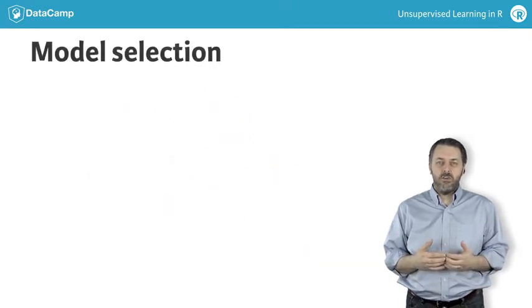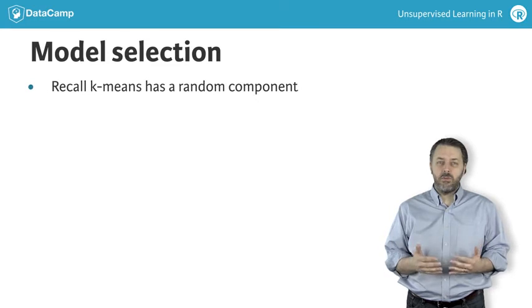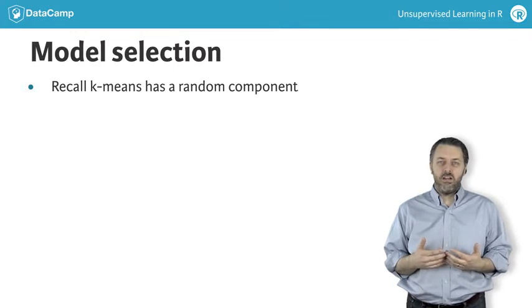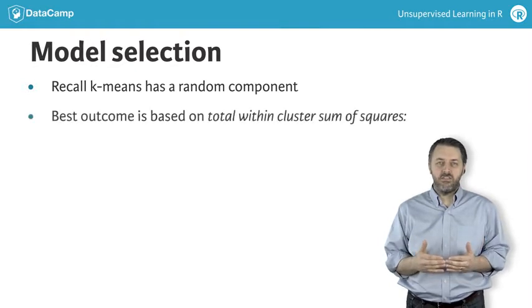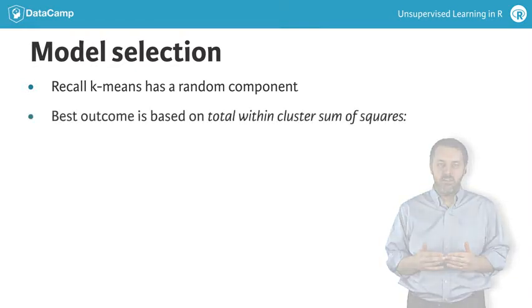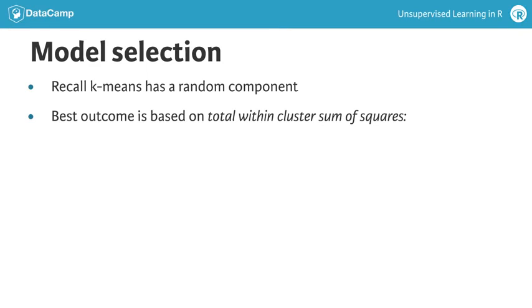Because the kmeans algorithm has a random component, it is run multiple times and the best solution is selected from multiple runs. The kmeans algorithm needs a measurement of model quality to determine the best outcome of multiple runs. Kmeans in R uses the total within cluster sum of squares as that measurement. The kmeans run with the minimum total within cluster sum of squares is considered the best model.